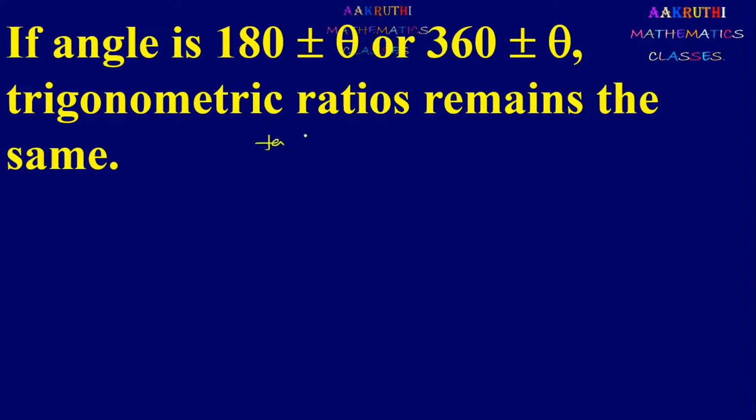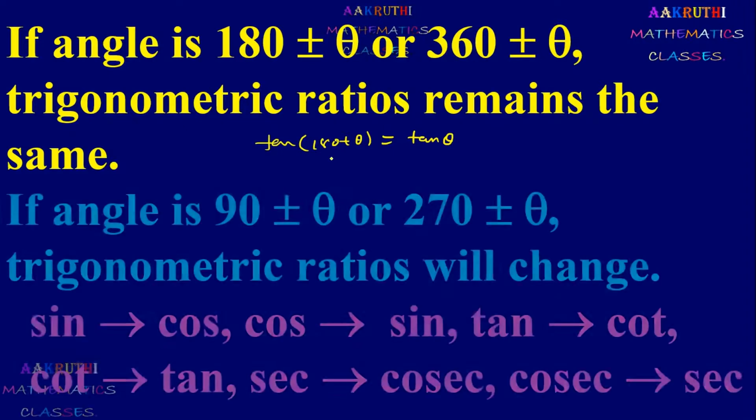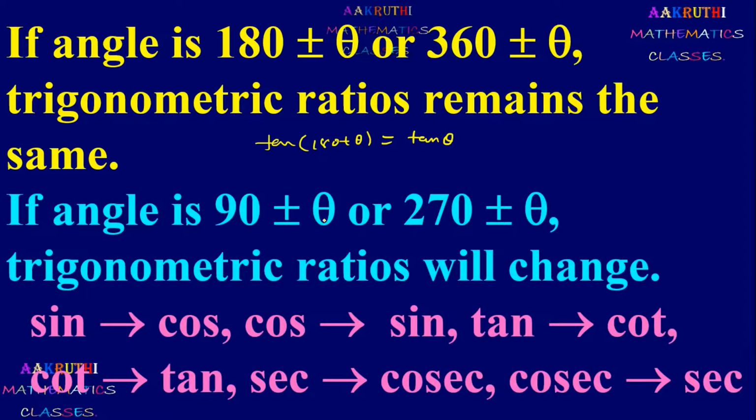Suppose if we get tan of 180 plus theta, it will remain tan only, but we have to see whether it is plus or minus according to which quadrant they lie. Next, if the angle is 90 plus or minus theta or 270 plus or minus theta, trigonometric ratios will change. So sin changes to cos, cos changes to sin, tan changes to cot, cot changes to tan, secant changes to cosecant, cosecant changes to secant.